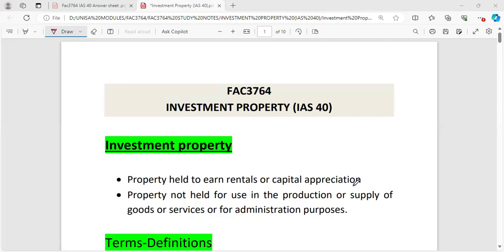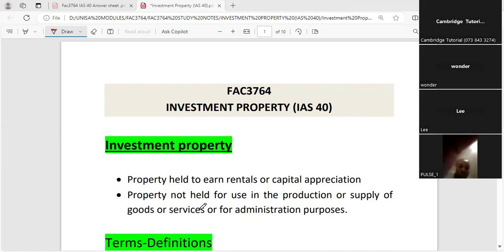So the only difference between investment property and property, plant and equipment is that we use PPE to produce income, whereas investment property produces income on itself. I think that's the major difference between the two. So in investment property, we get income from the investment property itself, rather than using it to produce income. That's basically the difference between the two. So let's quickly go through the notes.